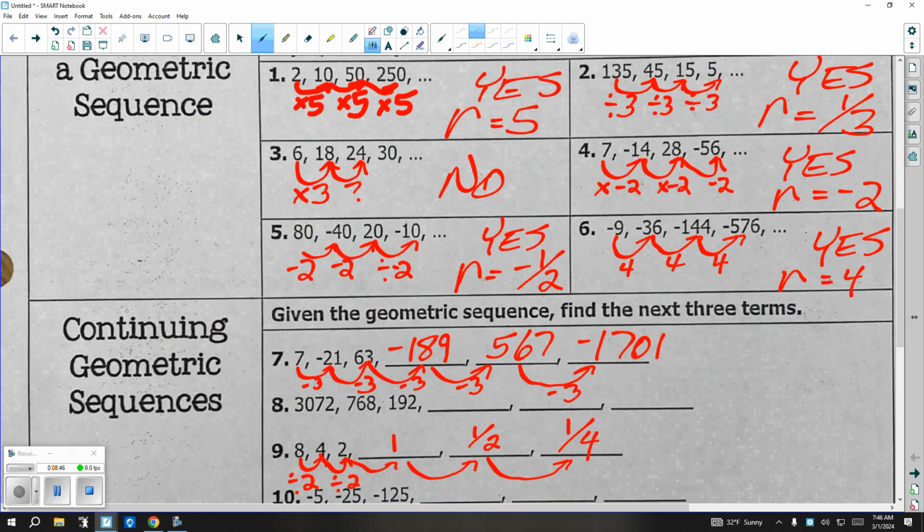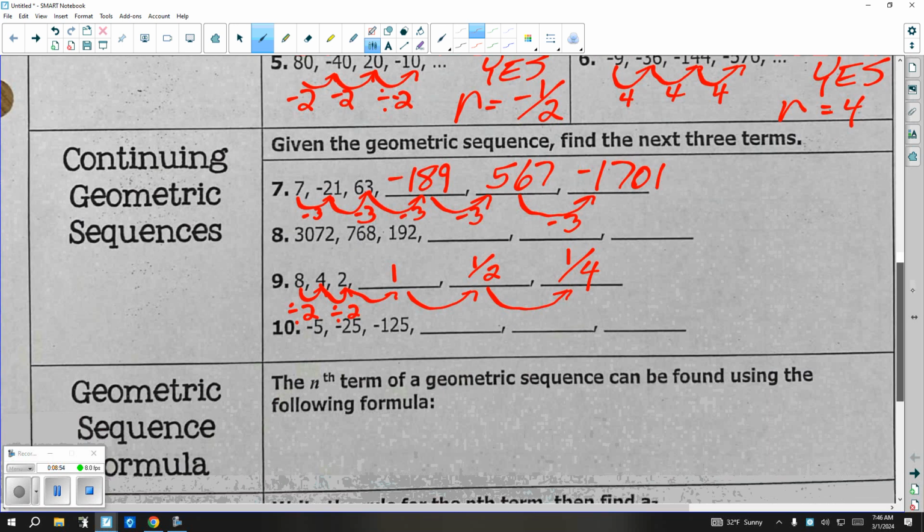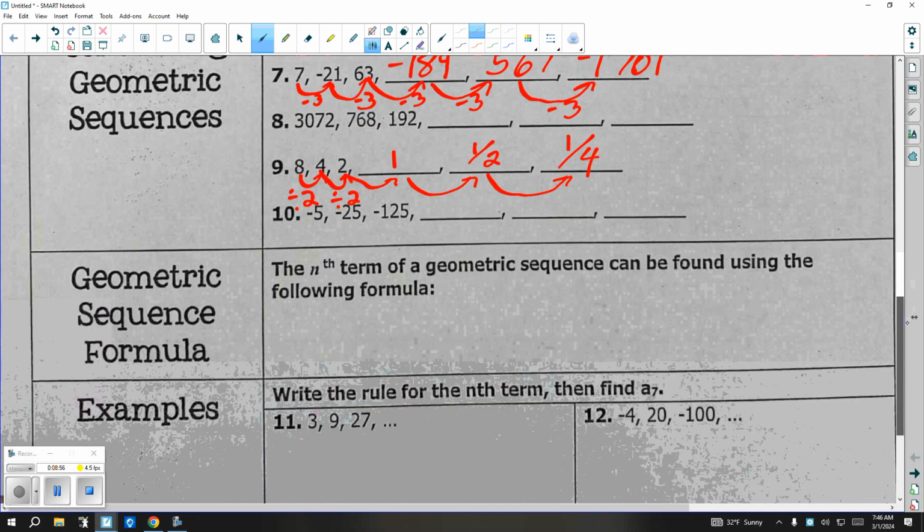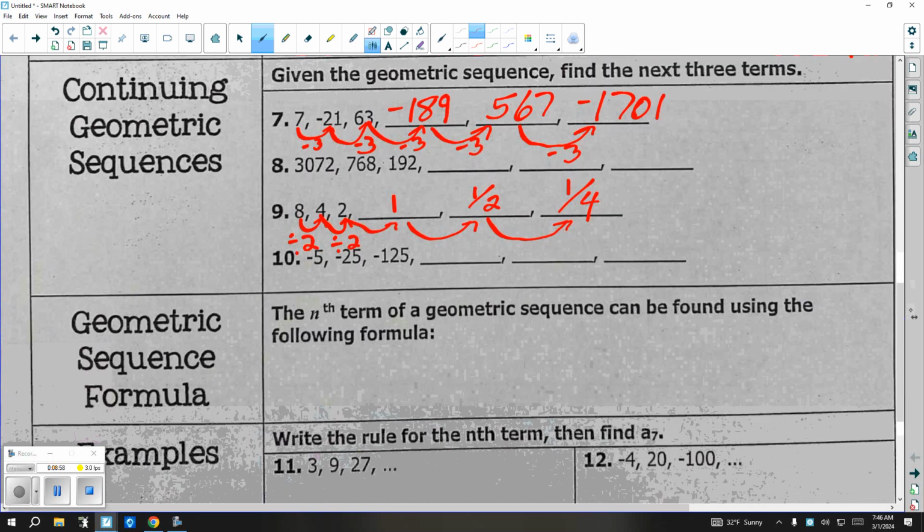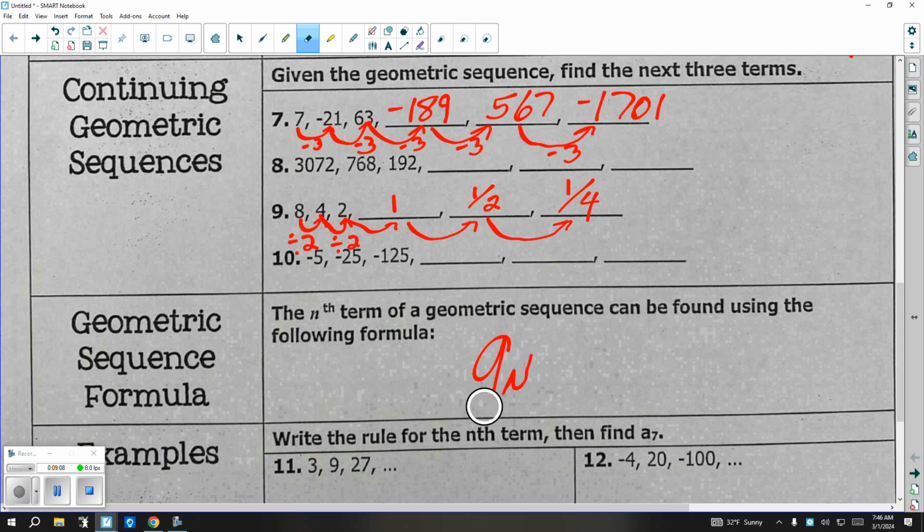Same thing. Class is only 40 minutes long today, and that's why I just cannot mess around because, dang, we got some stuff to do. We haven't even come up with the formula yet. The geometric sequence formula. I just ruined it.